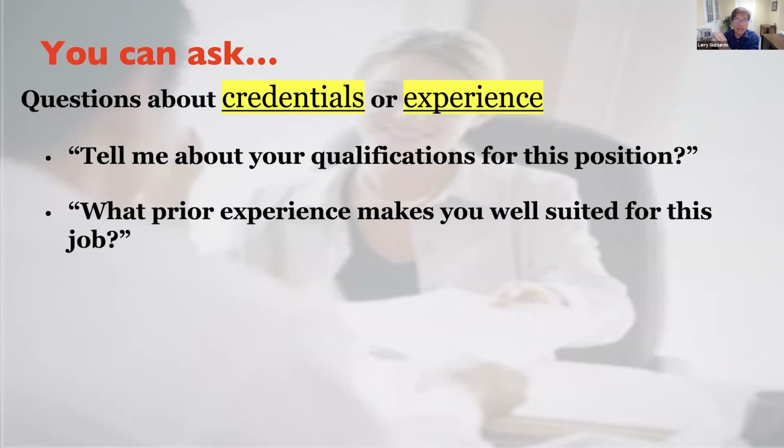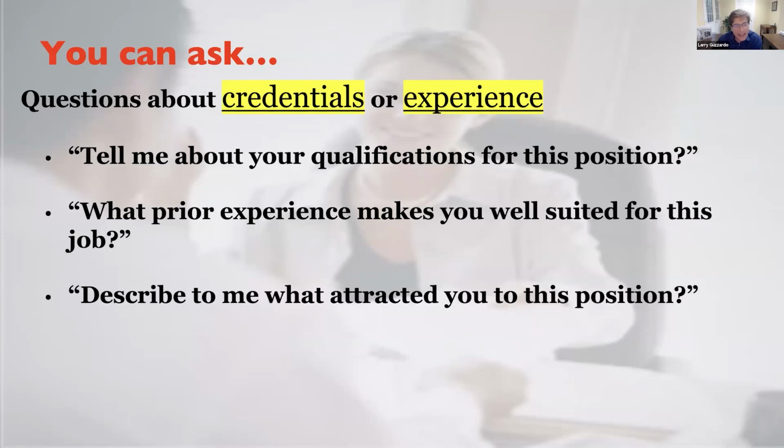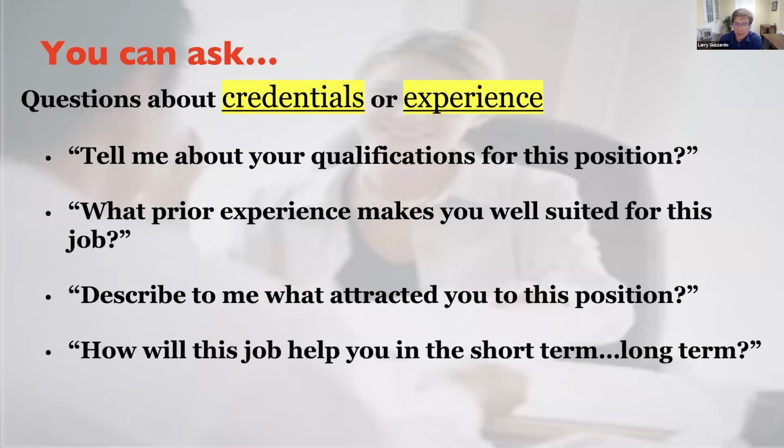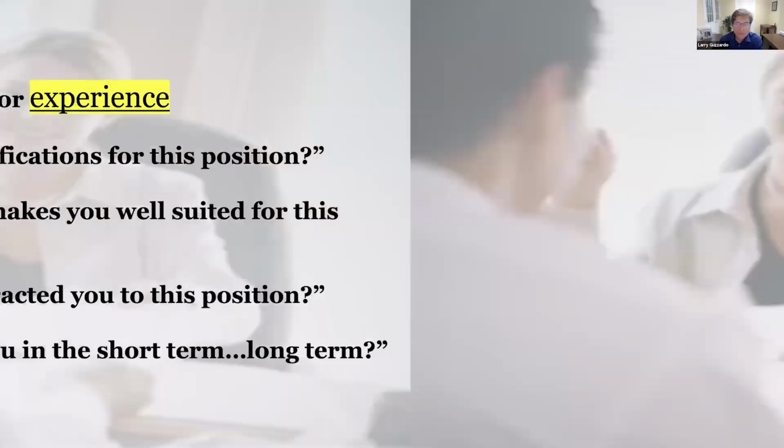"I noticed that you were asking for somebody to do photography. And not only do I take photography, and I can show you some pictures in the office, but I'm kind of a hobbyist when it comes to photography." Just again, let them talk and ask them, describe to me what attracted you to this position. How is working here going to help you in the short term, in the long term? Because we want to know if there's going to be a good fit here for this person.